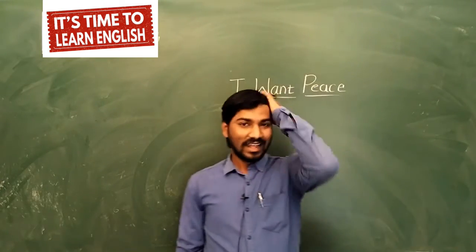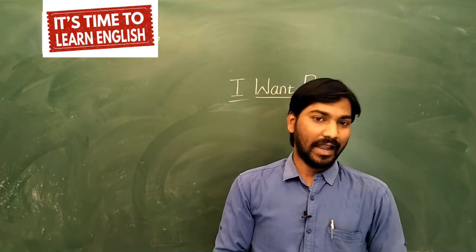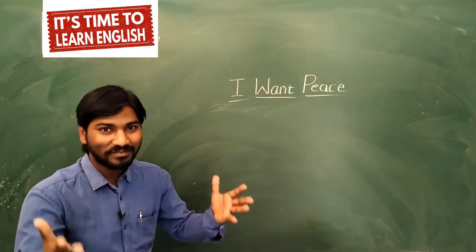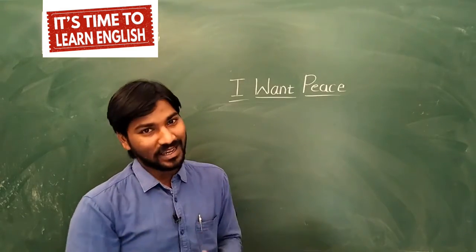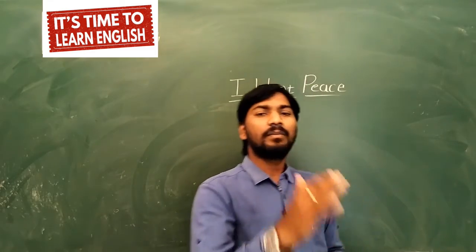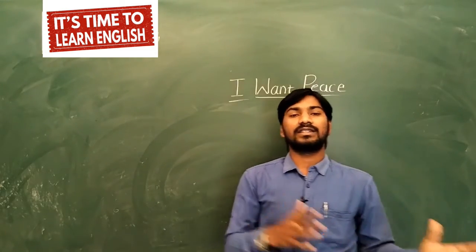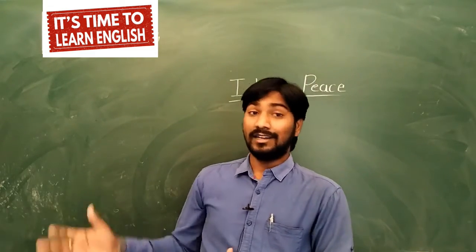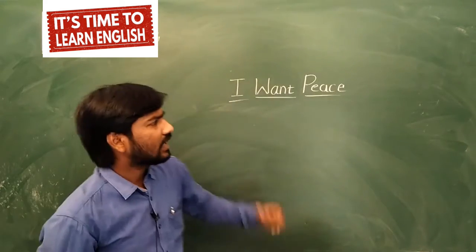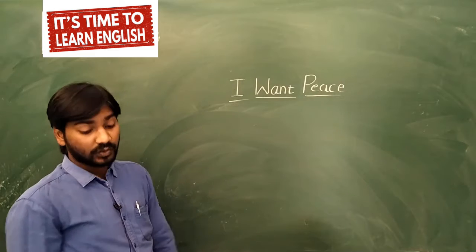Right, children? We have finished 1A reading. So now we are going to start 1B. I welcome you to 1B, that is "I Want Peace". In the first one we discussed peace and harmony, how the forest animals and birds, insects and snakes enjoyed, and what happened in the story we discussed. Now here, I want peace.